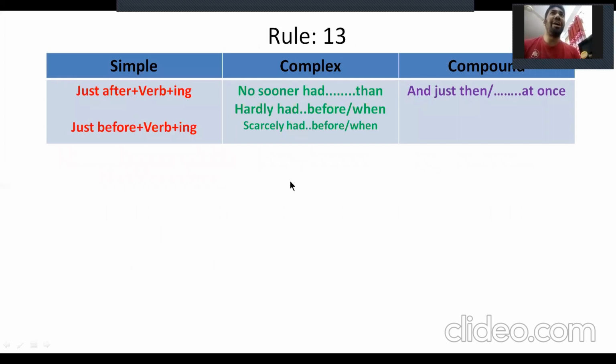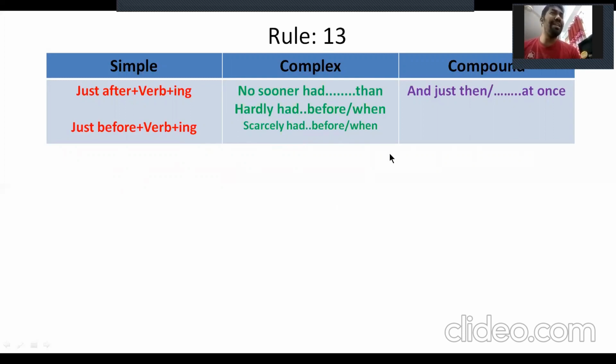Now the Rule 13. In this rule, in simple form, we use just after plus verb plus ing, or just before plus verb plus ing. In complex, we use no sooner had, dot, dot, dot, than, or hardly had, dot, dot, dot, before, or when, or scarcely had, dot, dot, dot, before or when. And in compound, we use and just then, or and at once.